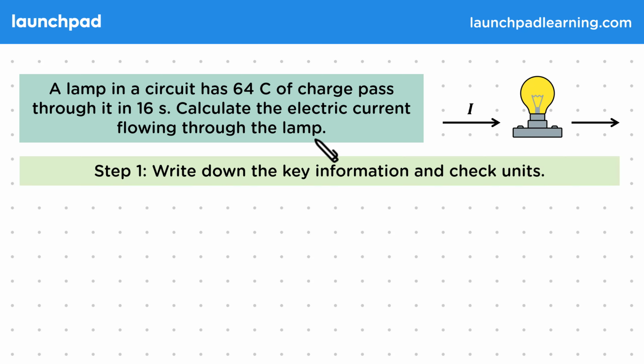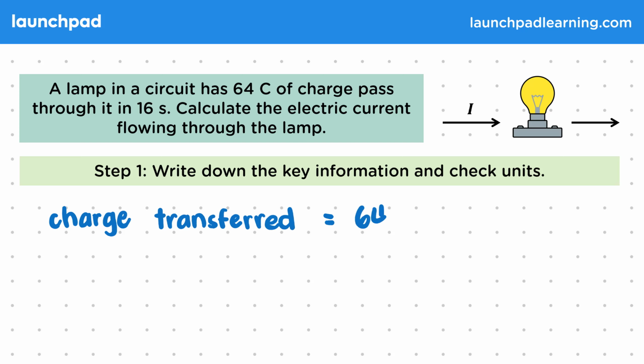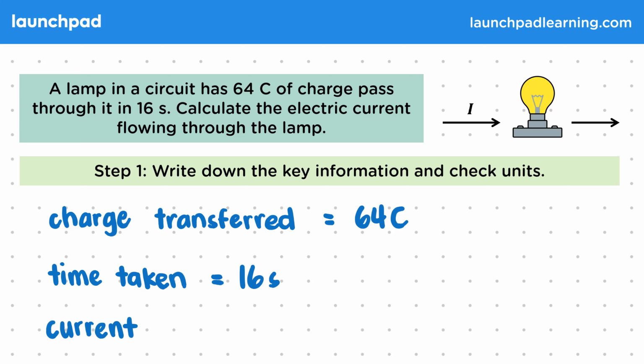So for the first step, let's write down the key information and check the units. The charge transferred is 64 coulombs. The time taken is 16 seconds. And we want to calculate the current.